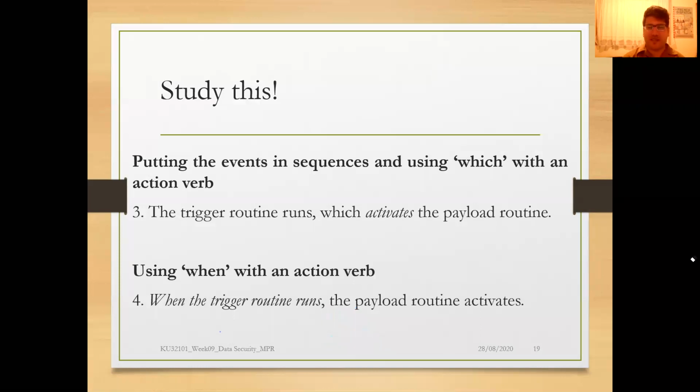All right, so let's look at some examples. Putting the events in sequences and using which with an action verb. So we can use which and when we are making cause and effect sentences. So the trigger routine runs, which activates the payload routine. So we can use which to show an effect, and we can use when to show a cause. So when the trigger routine runs, the payload routine activates. Okay, so we use which for an effect, and we use when for a cause.